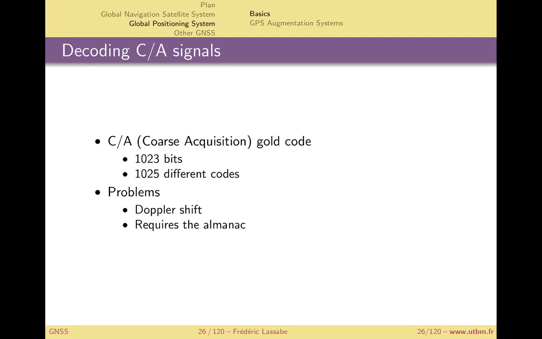Then the chip must decode the coarse acquisition signals, which have a gold code of 1023 bits with 1025 different codes. Since you have a Doppler shift with the satellites moving very fast, it requires the almanac to take that into account. And your coarse acquisition signal doesn't have all of the data, at least up until the year 2000, it didn't have all the precision.